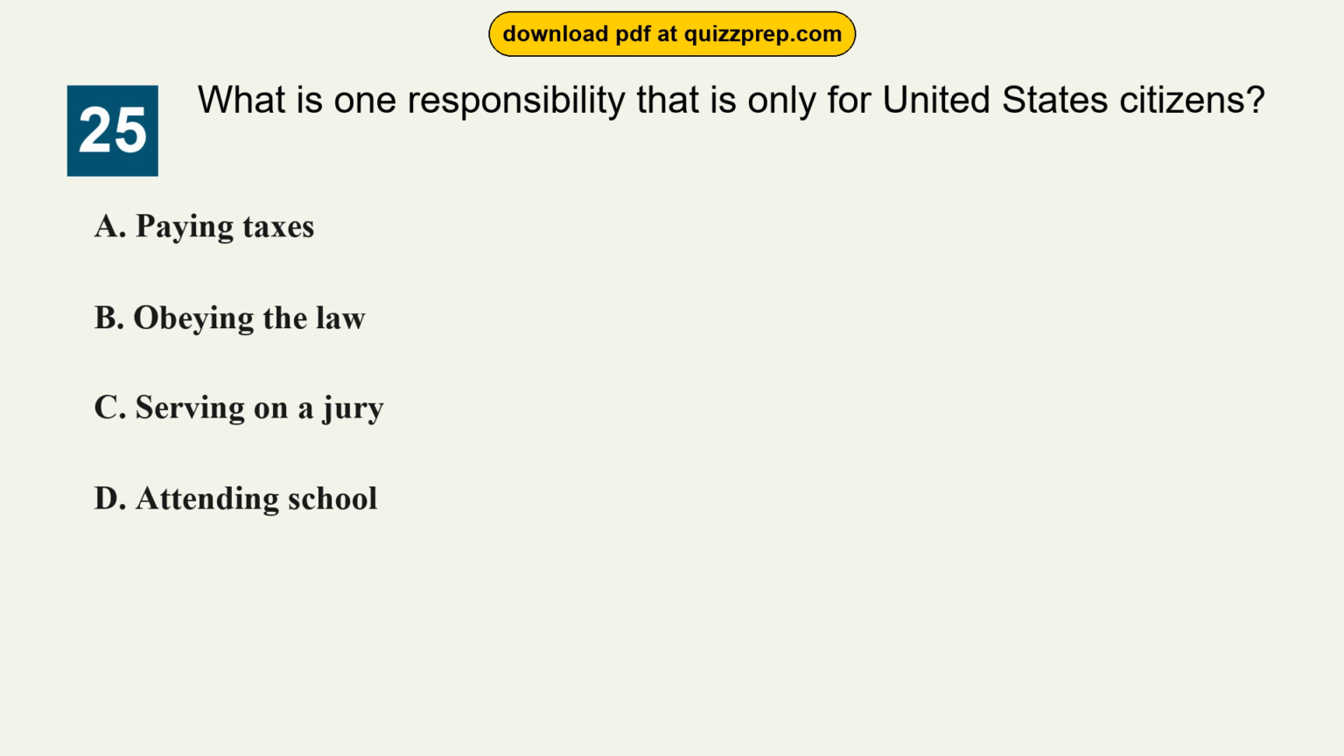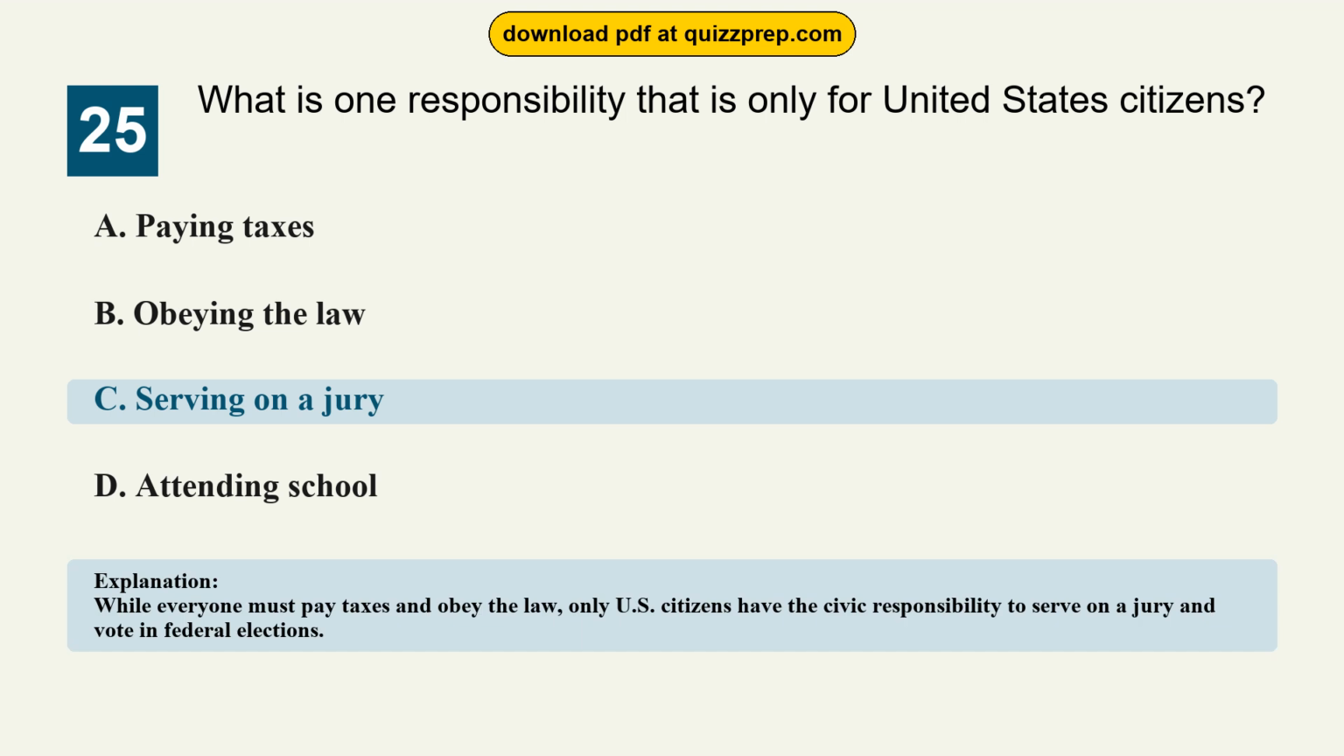Question 25. What is one responsibility that is only for United States citizens? Option A. Paying taxes. Option B. Obeying the law. Option C. Serving on a jury. Option D. Attending school. The correct answer is option C. Serving on a jury. While everyone must pay taxes and obey the law, only U.S.